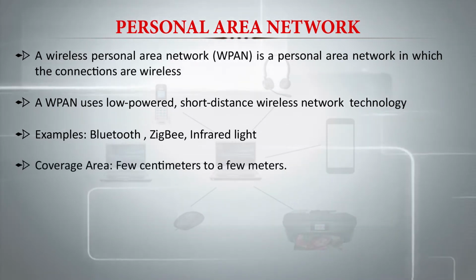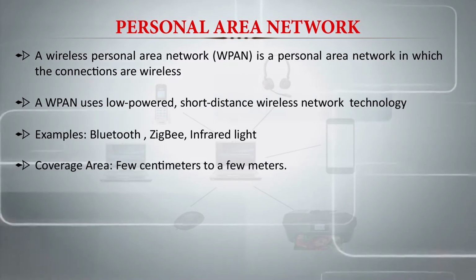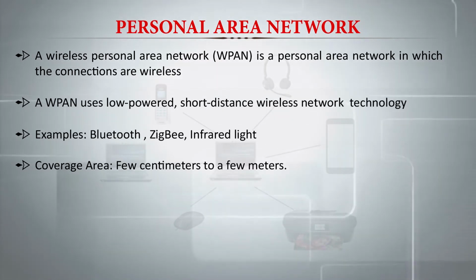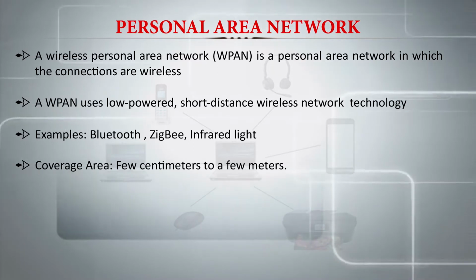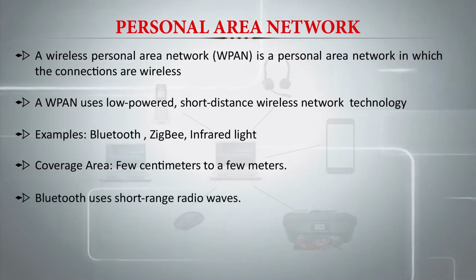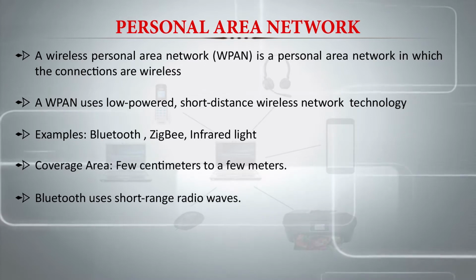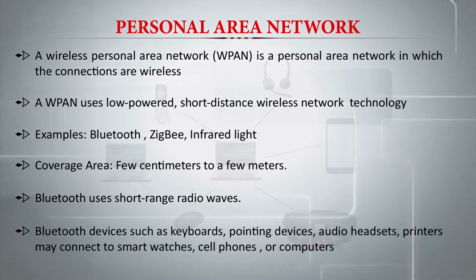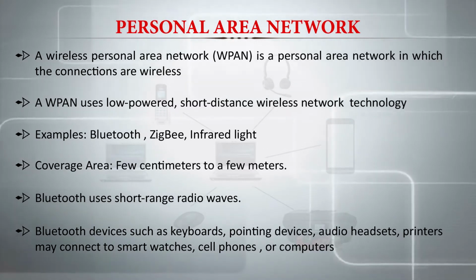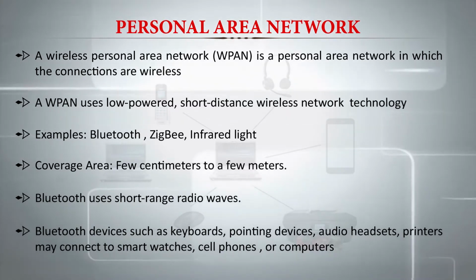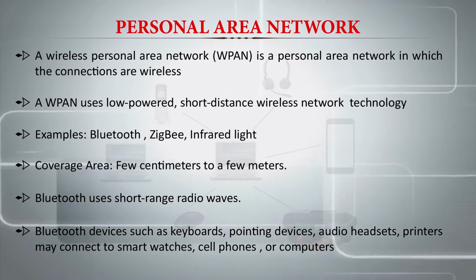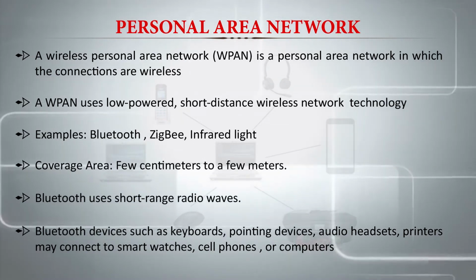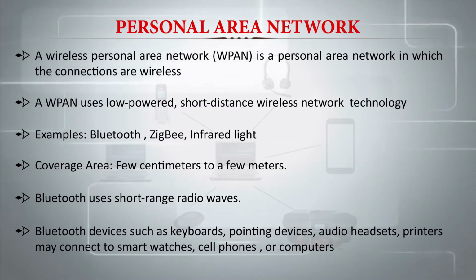The coverage area is a few centimeters to a few meters. So these characteristics define a new kind of network classification, called personal area networks. Bluetooth uses short-range radio waves. Bluetooth devices such as keyboards, pointing devices, audio handsets, and printers may connect to smartwatches, cell phones or computers, and these are all examples of a personal area network.